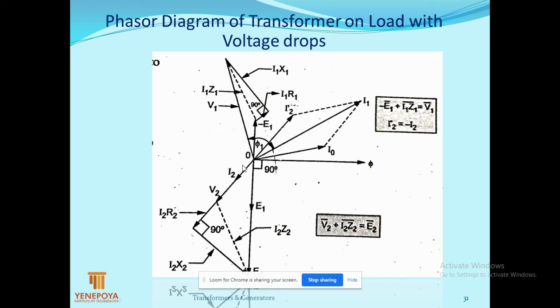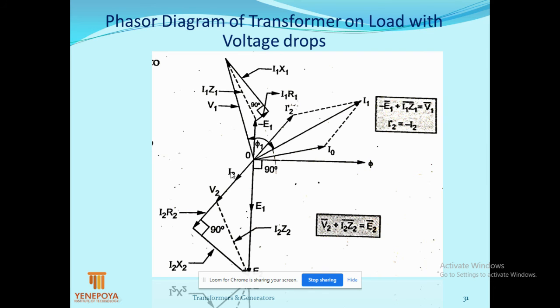Next draw I2 in a particular direction. First, mark V2 in a particular direction. Here you take V2 because it is a load; V2 is always less than E2, and V2 can be taken in any direction. Now you have to get the relation between V2 and I2. Since this first phasor diagram is for a resistive load or unity power factor load, V2 and I2 are in phase.